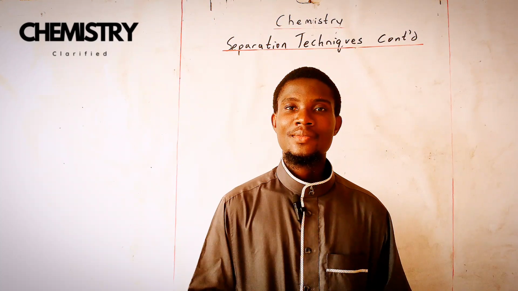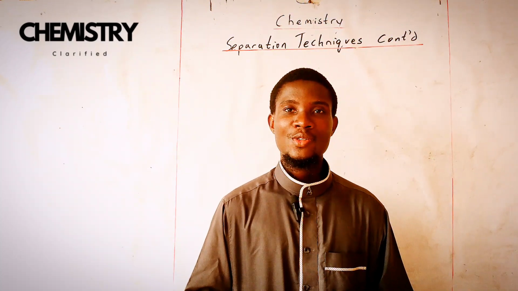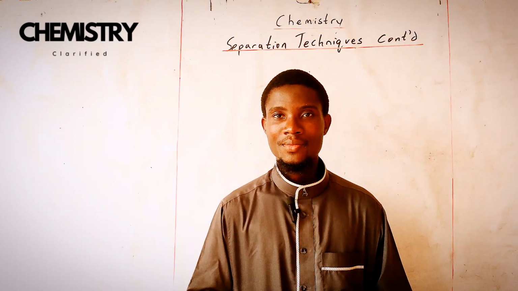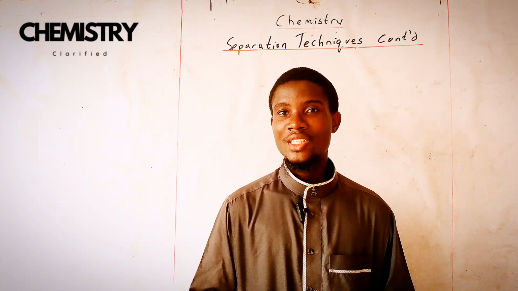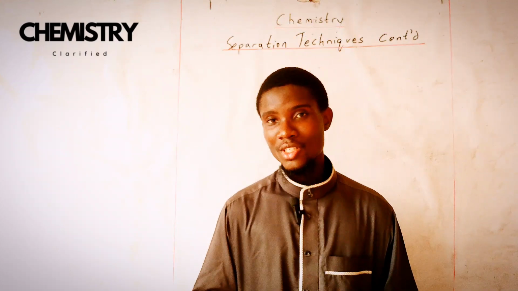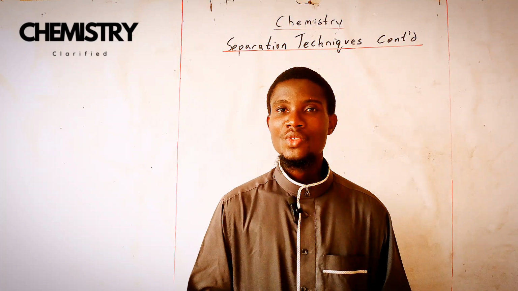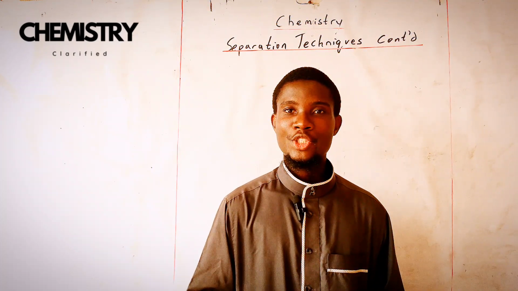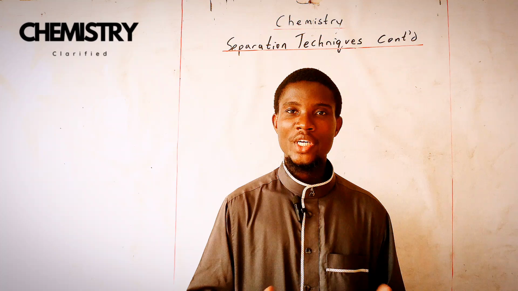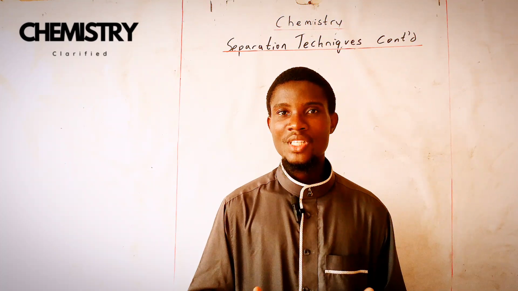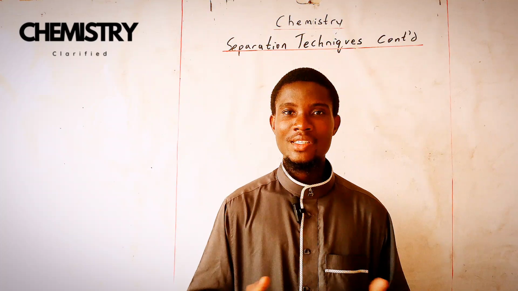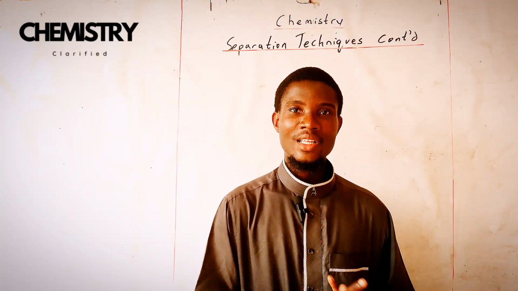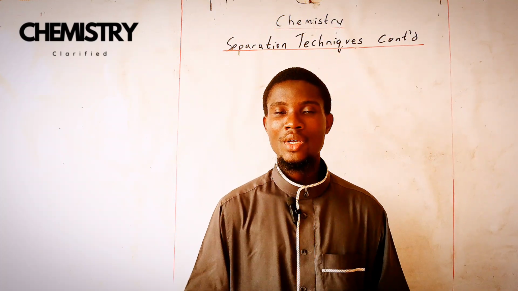In the last lesson, we talked about some types of separation technique. We did an experiment to show how you can separate soil from water using the filtration method. We talked about mixture itself, which is when a substance consists of two or more constituents that are not chemically combined together, that is, that are physically combined together.